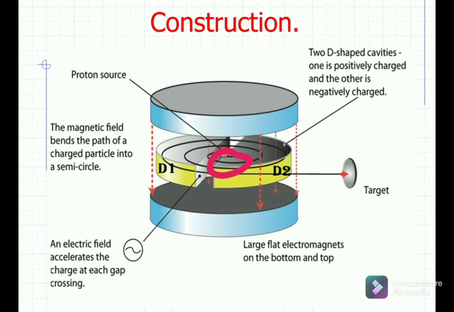inside the Ds. As it reaches the gap between the two Ds, the polarity of the Ds gets changed. The particle will now get accelerated towards D2. This process continues again and again, and the positive ion keeps on moving in circular paths of greater radii and with greater energy. It finally acquires a very high energy and is ejected through the window and hits the target.